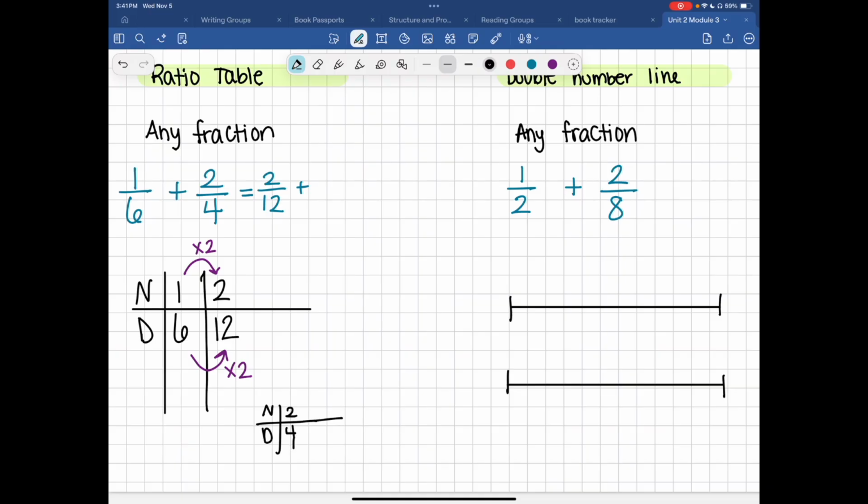So we have 2/4. We've already determined that our common denominator is 12. So then I have to think, well, how did I get that denominator? By multiplying. So 4 times 3 is 12. Whatever I do to the bottom, got to do to the top. So 2 times 3 is 6. So that means 6/12 is equivalent to 2/4.